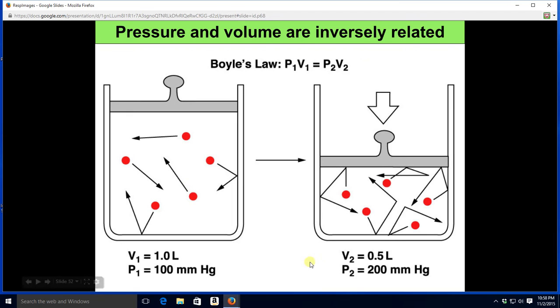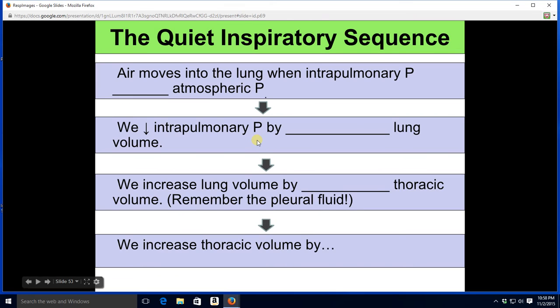Okay? So if we make the area smaller, if we push down our plunger here, we make the area smaller, well, these gas molecules will crash into the walls more often because it's a smaller area. They're going to crash into the walls more often. They're going to exert a greater pressure. So as volume goes one way, pressure goes to the other. And the dead guy who figured all this out was Mr. Boyle. Okay, now let's walk through the normal quiet sequence of events for normal quiet breathing.